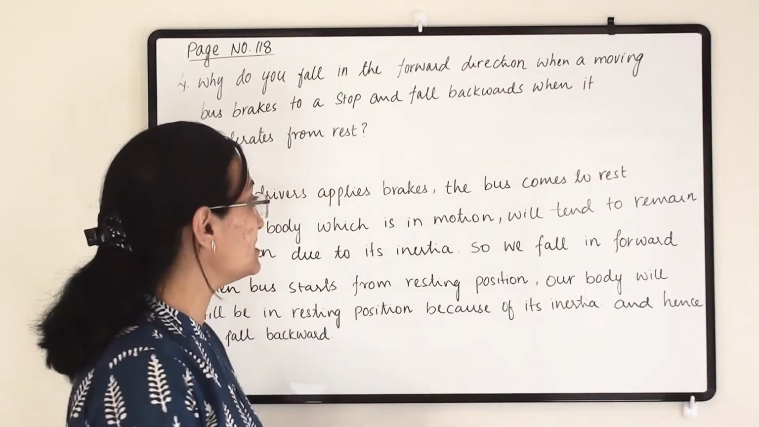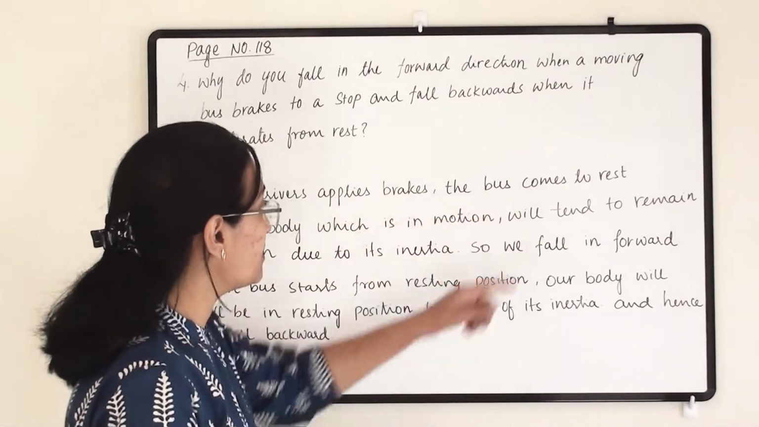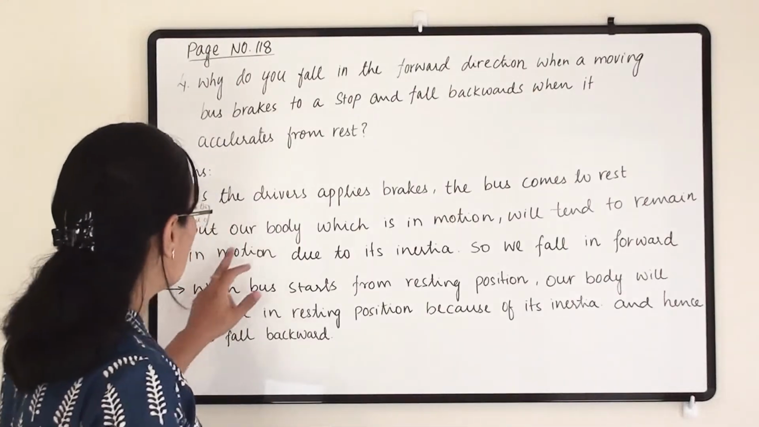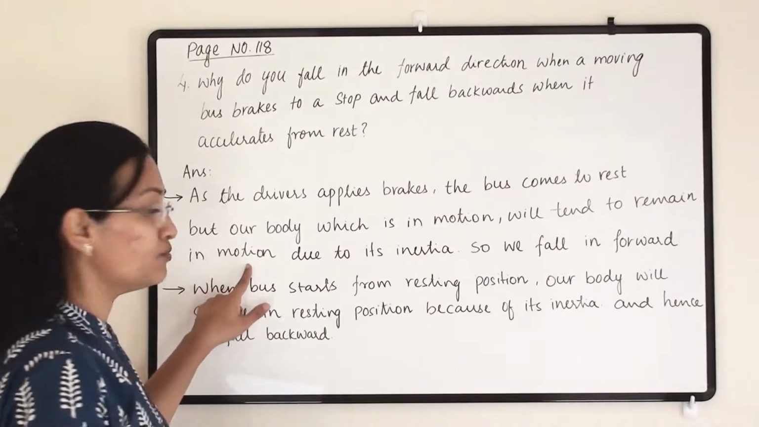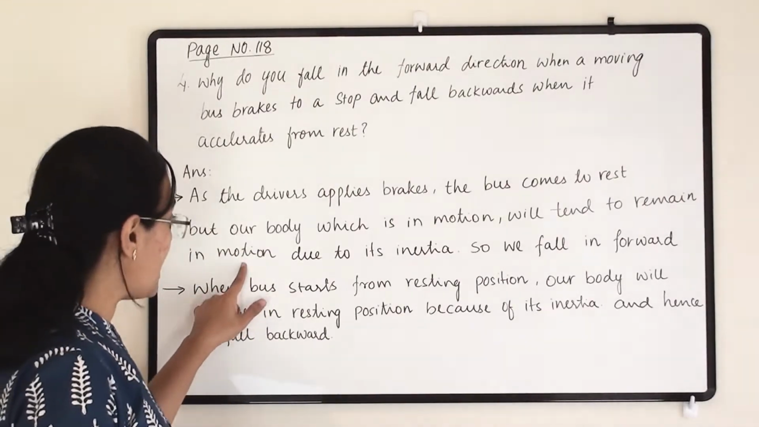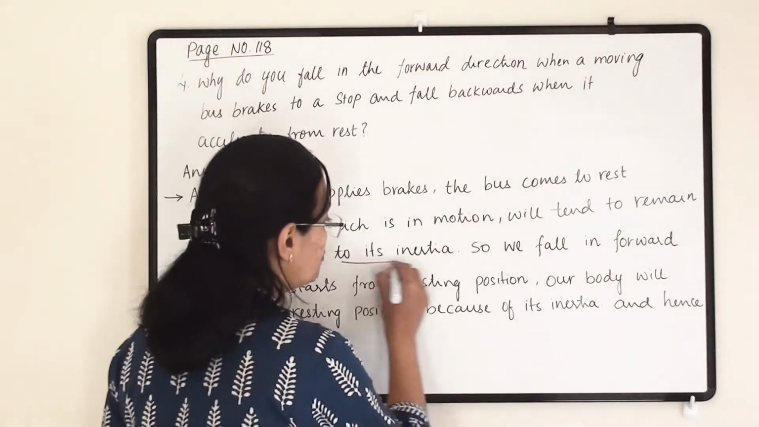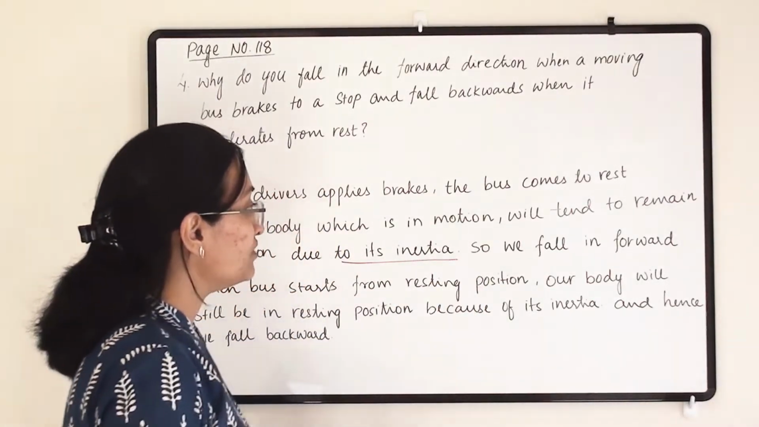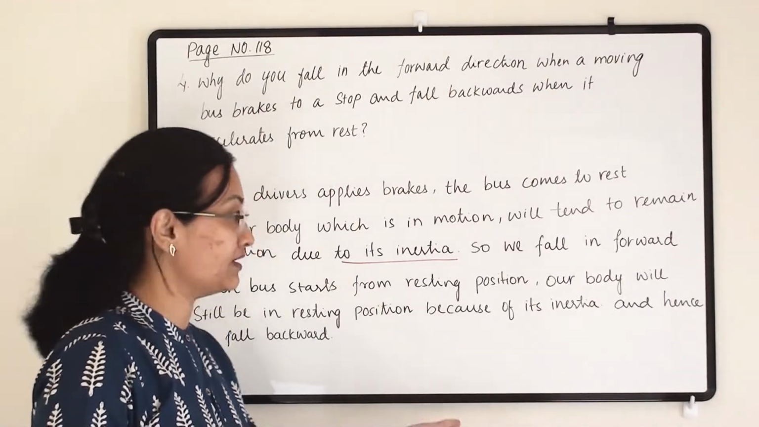So what is the reason here? As the driver applies the brake, the bus comes to rest, but our body which is in motion will tend to remain in motion, and this happens due to its inertia. So we fall in the forward direction.